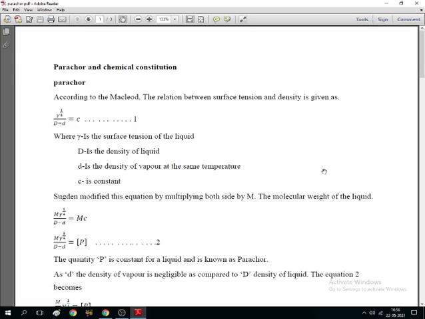Hello student, in this video we are going to learn another physical property of the liquid, that is the Parachor. Now let us see the physical property Parachor.